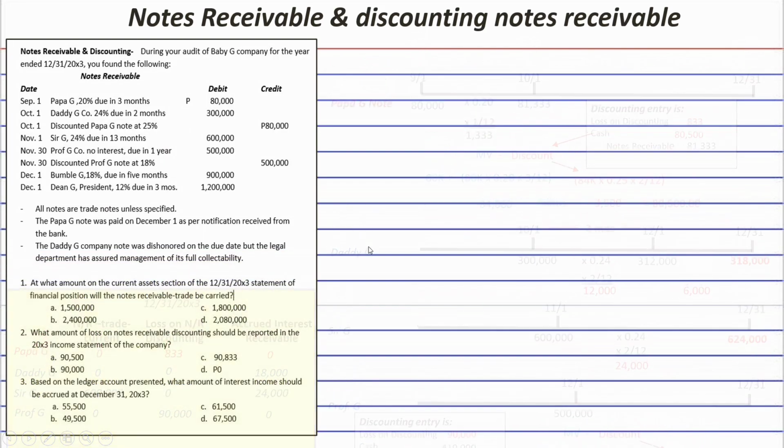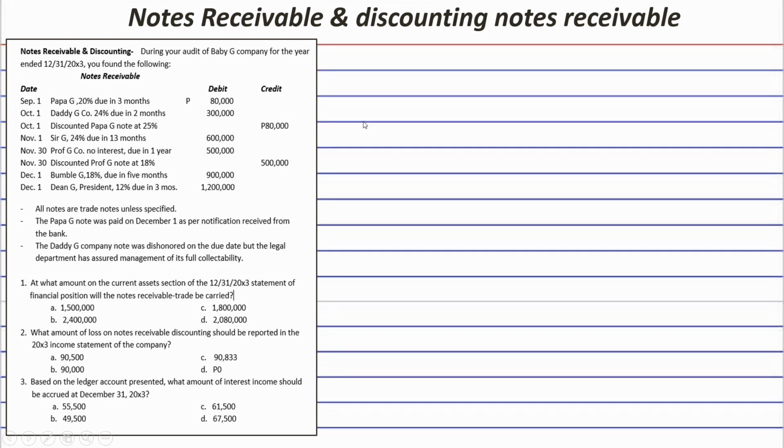Okay, now let's have Bumble G's note. So, like Sir G's note, there are no complications for this one. So, this is just a note on December 1 with a value of 900,000. So, let's just immediately plot that here.